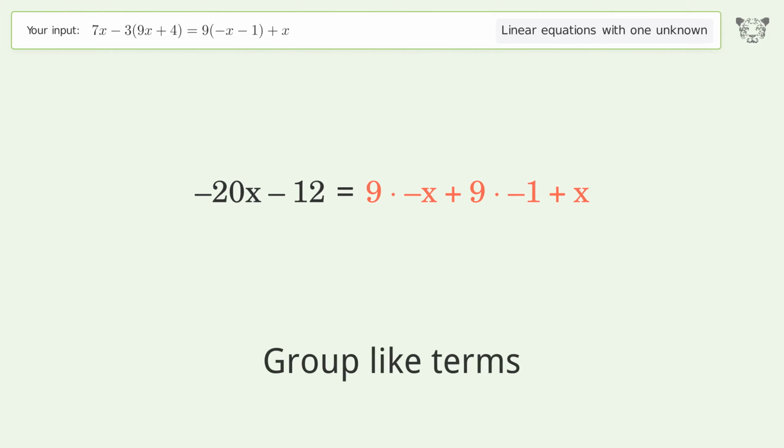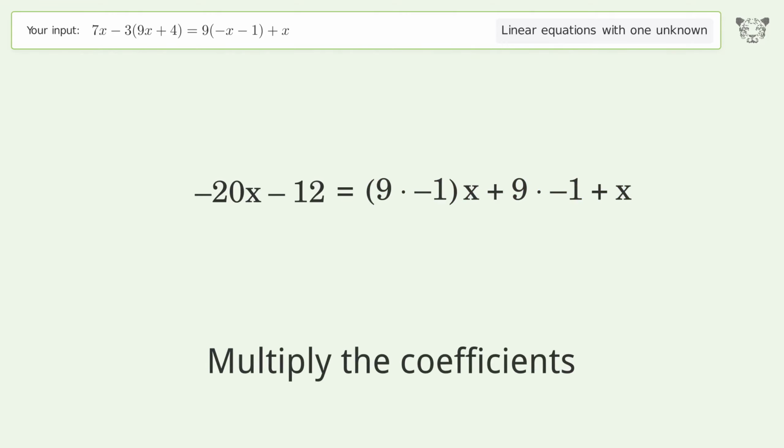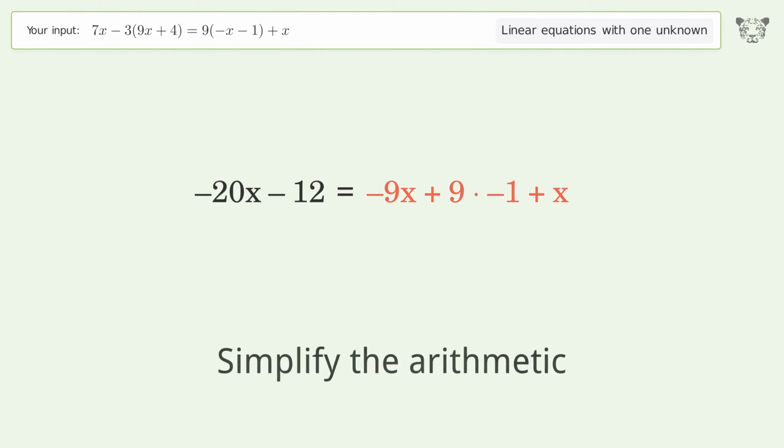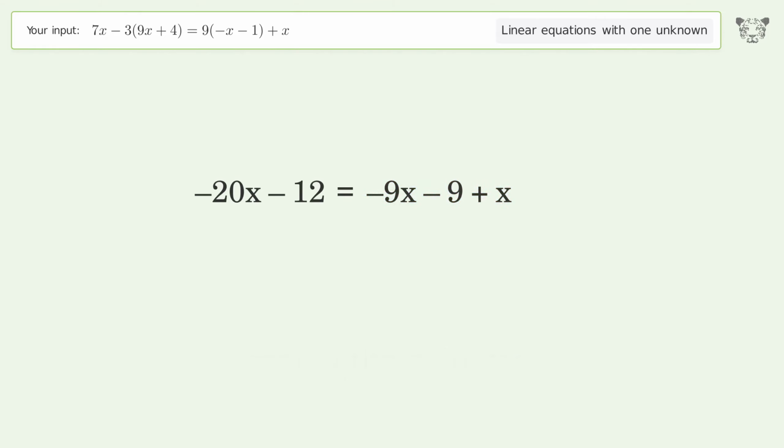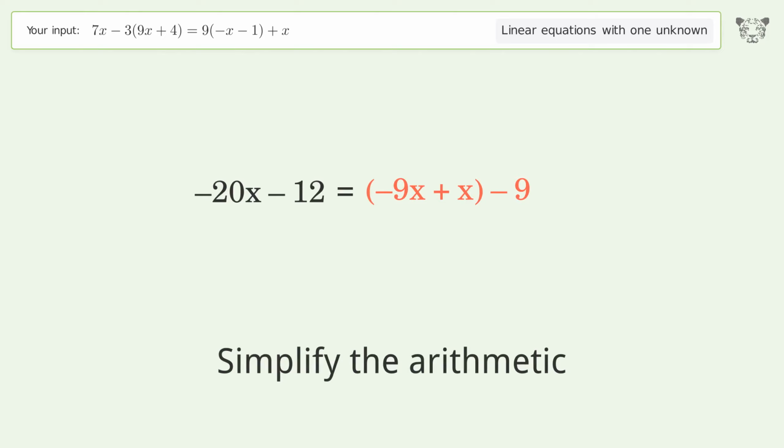Group like terms. Multiply the coefficients. Simplify the arithmetic. Group like terms. Simplify the arithmetic.